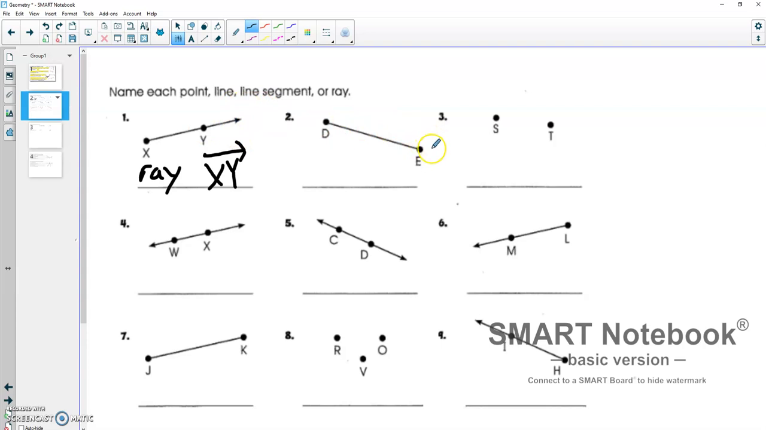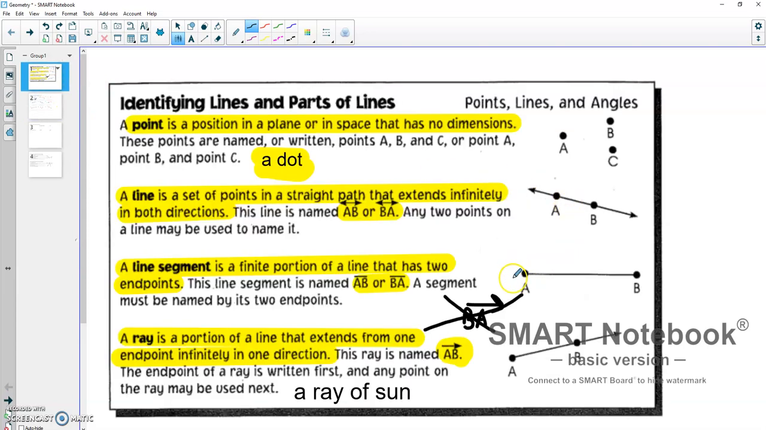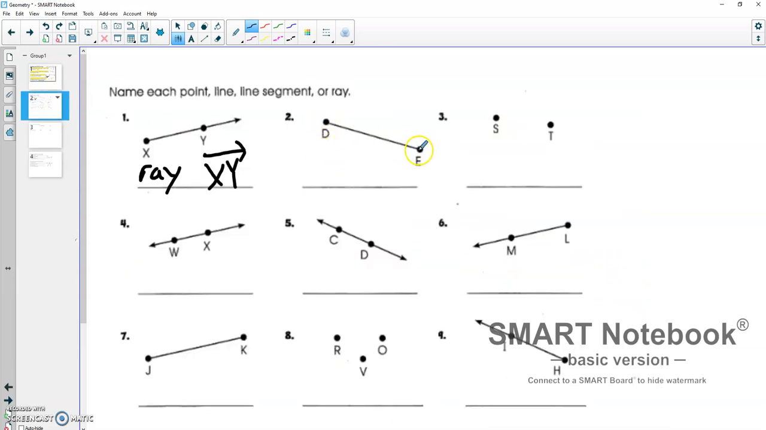There's no arrows, so it's either a line or a line segment. If I look back, I see right here, line segment. It has only 2 dots, no arrows. So I write D, E, and because it has no arrows, I'm not going to draw any arrows. This is correct.